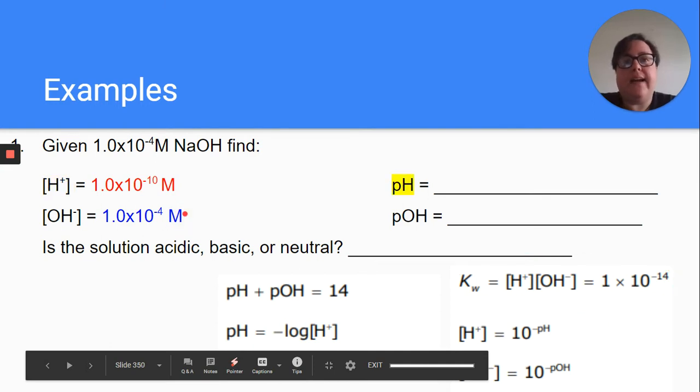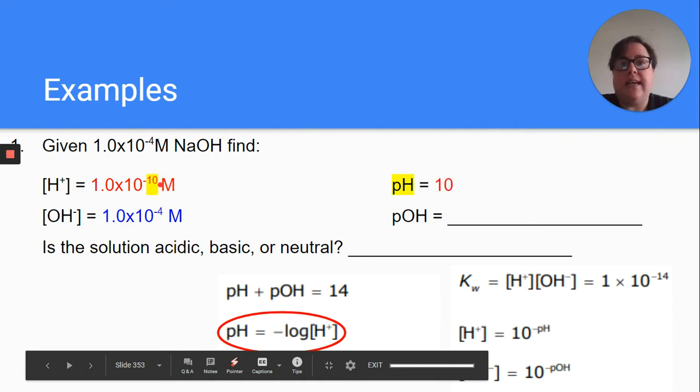Now let's say we want to find pH. Well, pH is the negative log of H, so it's based on our hydrogen concentration. So we're going to look at times 10 to the negative 10. Remember, log is base 10, so the base of 10 is negative 10. However, we do the negative log of it, so the negatives kind of cancel out. So the pH then is just the exponent 10.